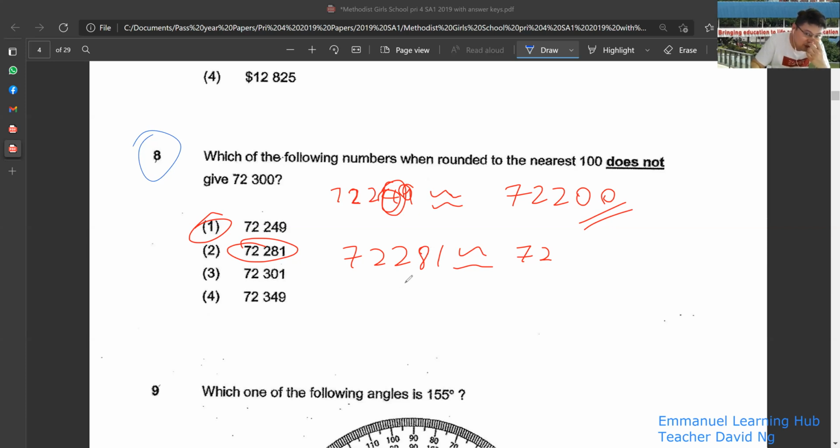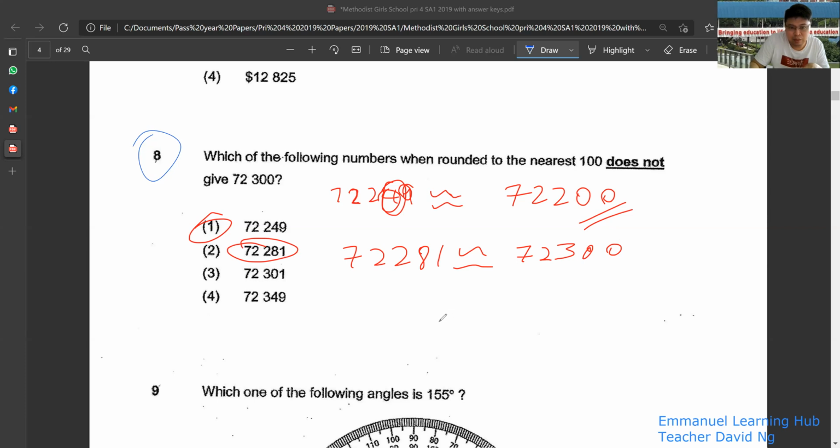Nearest 100. You understand what I'm talking about? Yes. Now 8 you round up, then this 2 will become what? You round up, 3. Then the 8 and 1 will become 0, 0. So this is 72300.